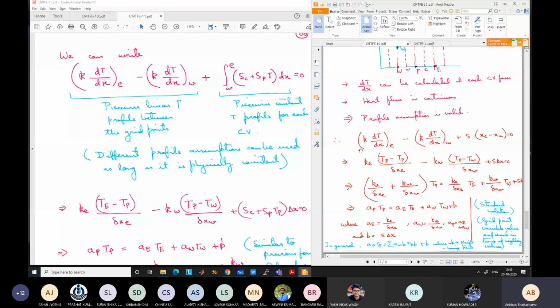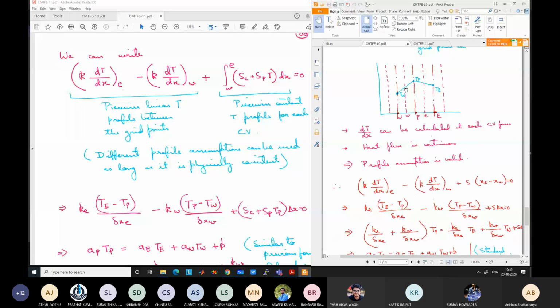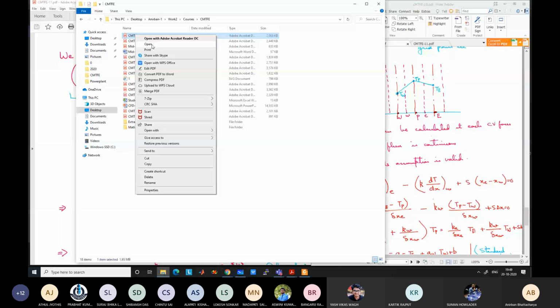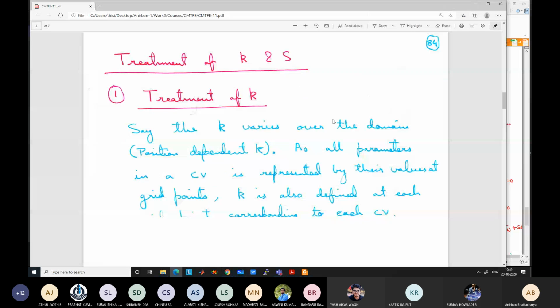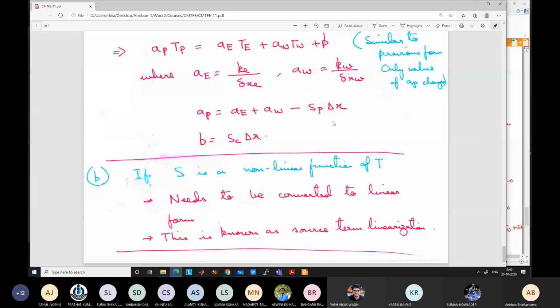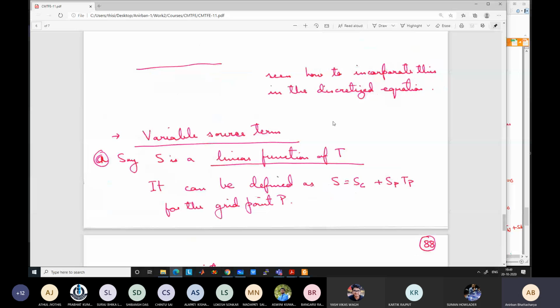So if I can open this, like it was suggested to me using this edge, right? Oh, not this one. Sorry.